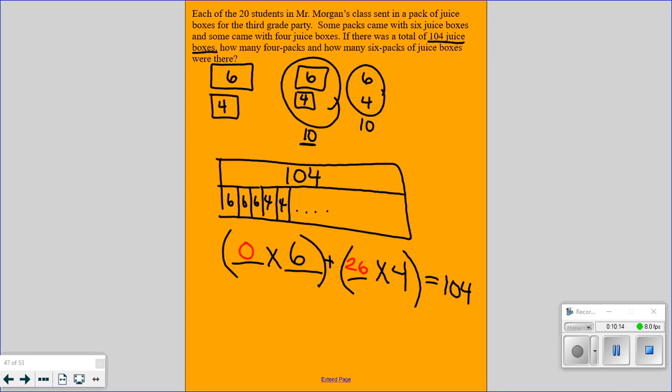And we can solve it. What's 0 groups of 6 worth? We have 26 groups of 4, but we know the answer is 104. So what do you think 26 groups of 4 is? 0 plus something is 104. It's going to be 104, because 0 plus 104 is 104.